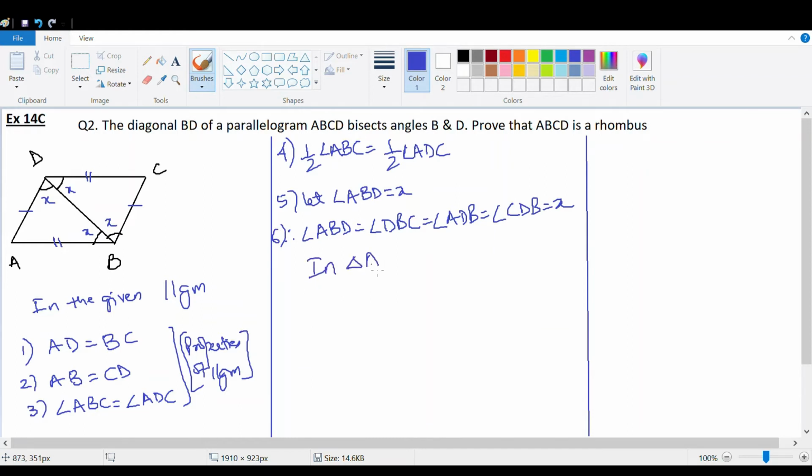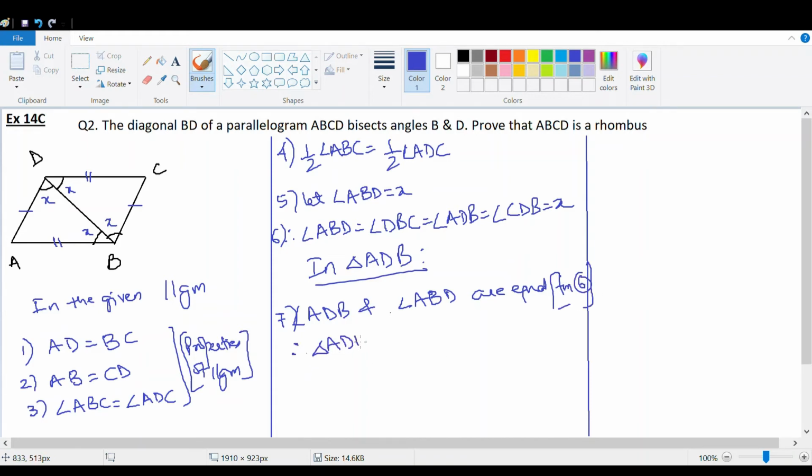In triangle ADB, what do I get? Angle ADB and angle ABD are equal. Why are they equal? Because we've already done this in point number 6. So from 6, therefore, triangle ADB is isosceles and AD is equal to AB.